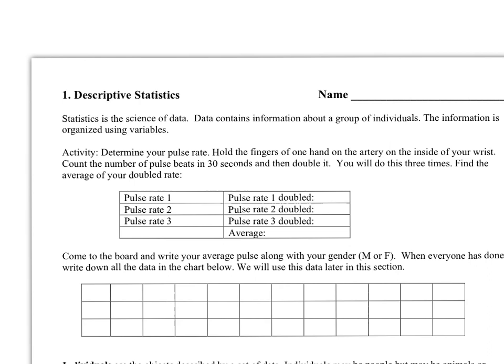I see some people are wrapping it up. So when you have your average, I want you to round it to the nearest pulse per minute and come up to the board, and you're going to use an M or an F that represents your biological gender, and you're going to put your numerical value. Feel free. I'm going to go by biological because I think it will still show a difference between men and women.